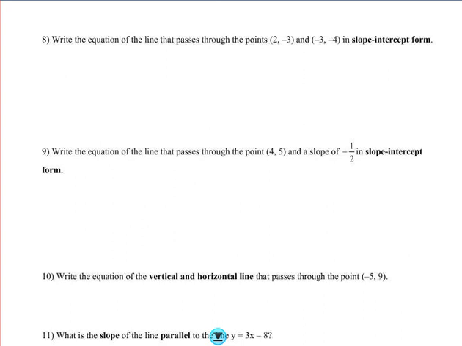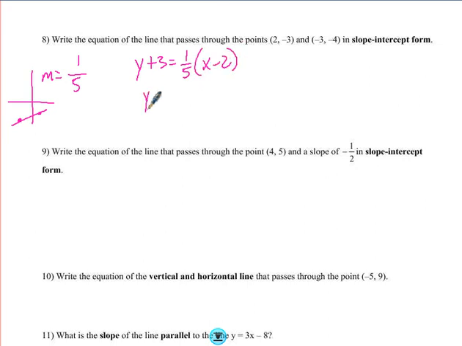Okay, number 8, write the equation of the line that passes through the points 2, negative 3, and negative 3, negative 4 in slope-intercept form. So here, find the slope first. We have 1 over 5, and again, the quick sketch, 2, negative 3, negative 3, negative 4. It's positive, so that's the slope. I'm going to use point-slope form because I think it's the easiest way to do this. 1/5 times x minus 2.